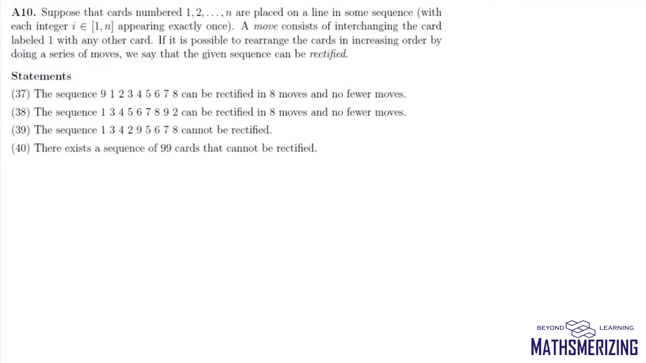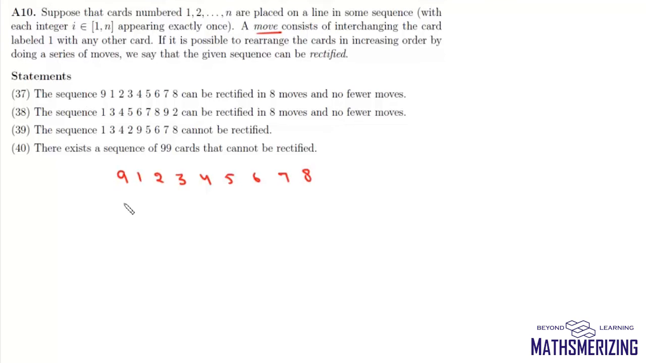Now in question number 10, it says we have n cards which are placed in a line in some sequence, and a move consists of interchanging the card 1 with any other card. If it is possible to rearrange the cards in increasing order by doing a series of moves, then we say the given sequence can be rectified. Now this first sequence is 9, 1, 2, 3, 4, 5, 6, 7, 8, and it says it can be rectified in 8 moves and no fewer moves.